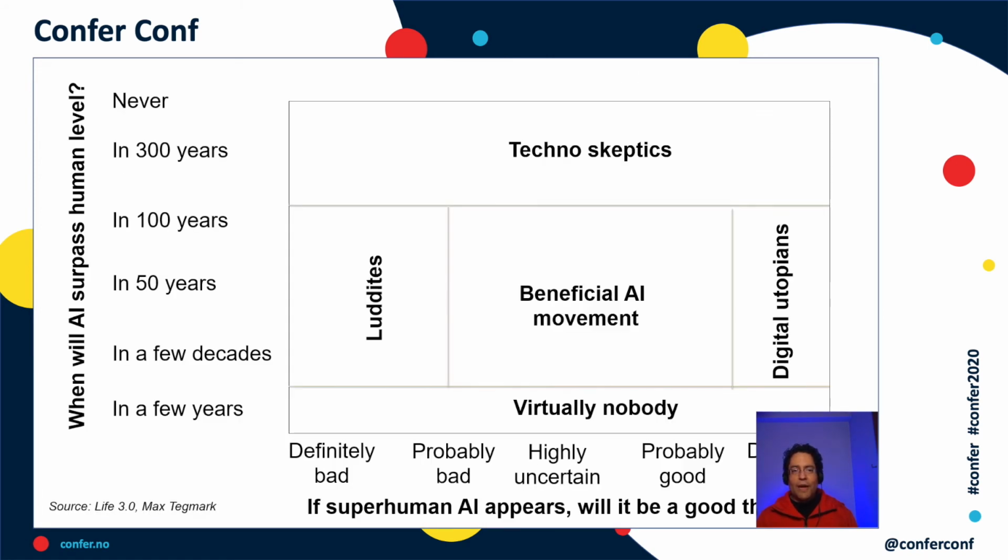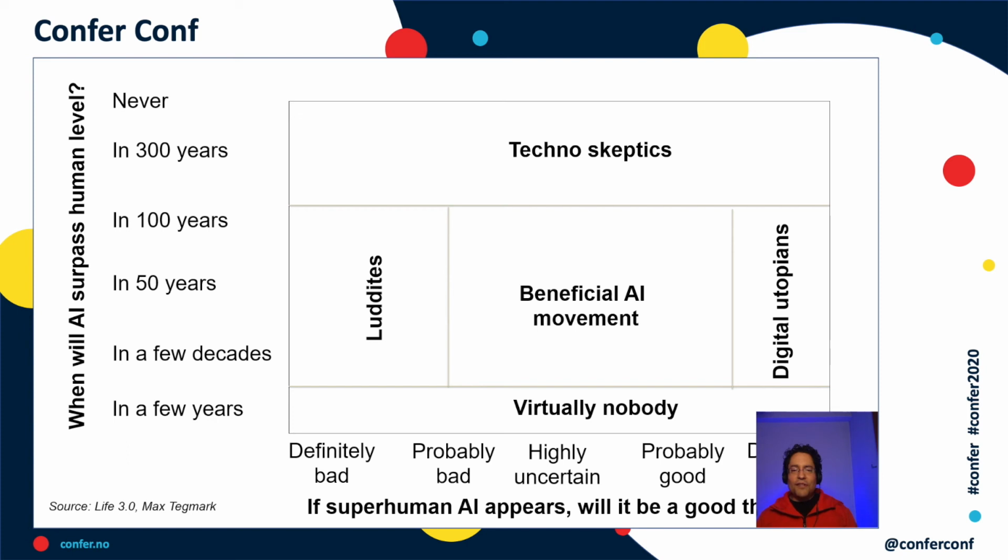So the question is, when will we have an AI that can actually surpass the human level of intelligence? There's a researcher at MIT, Max Tegmark. He has made a research study among the researchers in this field, and then you can paint this diagram. On the y-axis you ask about the time frame, and on the x-axis is whether they believe this is a good thing if we reach superhuman AI.